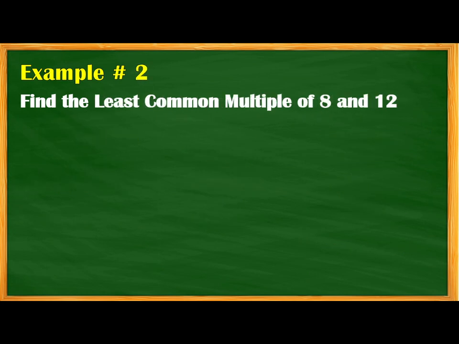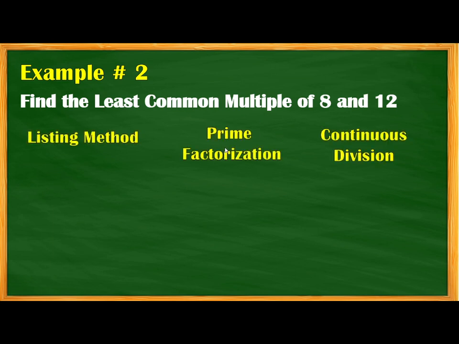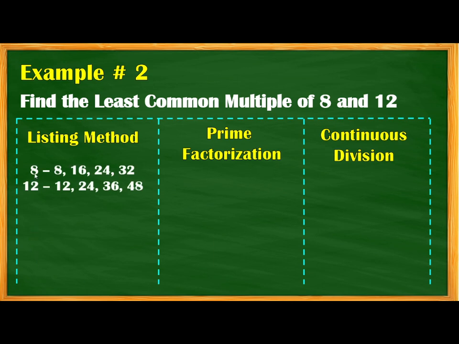Now, this time we're going to find the least common multiple of 8 and 12. Again, multiple. So again, using listing method, prime factorization, and continuous division. These are the multiples of 8: 8, 16, 24, 32, and for 12: 12, 24, 36, 48.